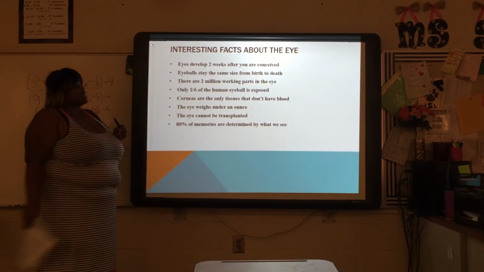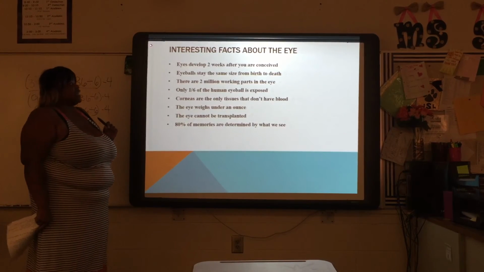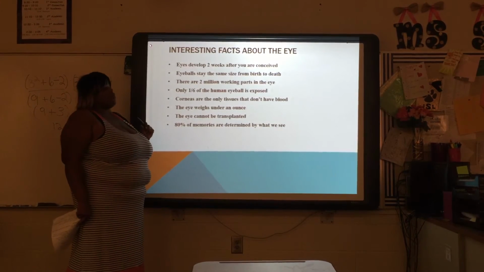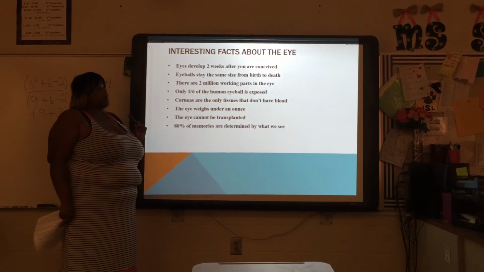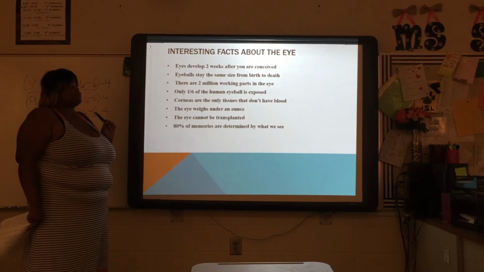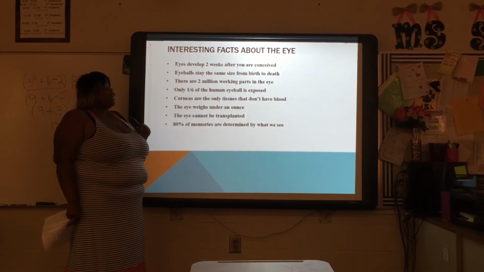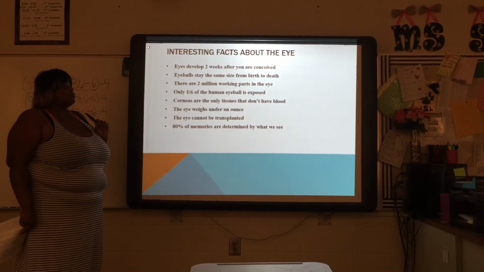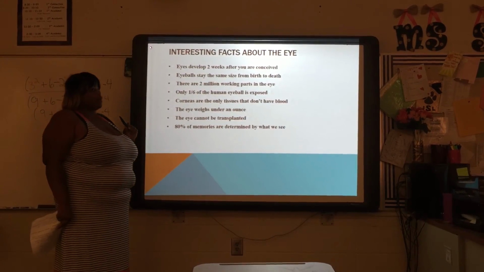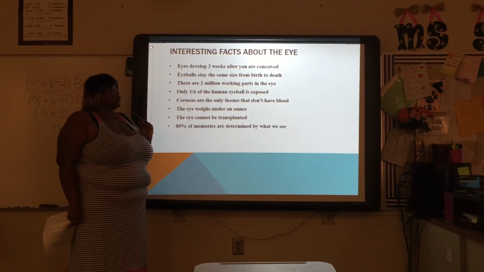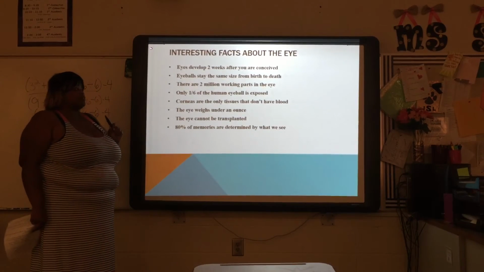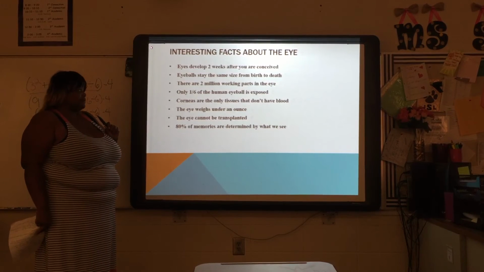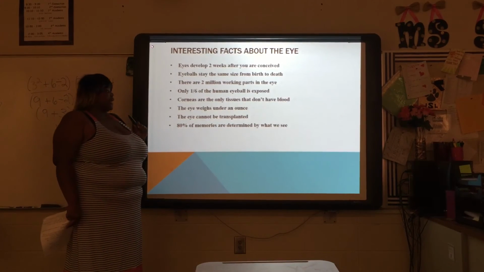And some interesting facts about the eye. The eye develops 2 weeks after you are conceived. Your eyeballs stay the same size from birth until death. There are 2 million working parts in the eye. Only 1/6 of the human eyeball is exposed. Your corneas are the only tissues that don't have blood. The eye weighs under an ounce.